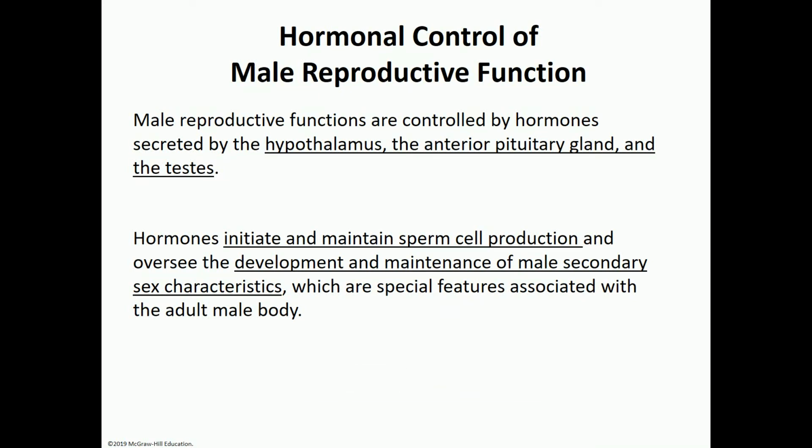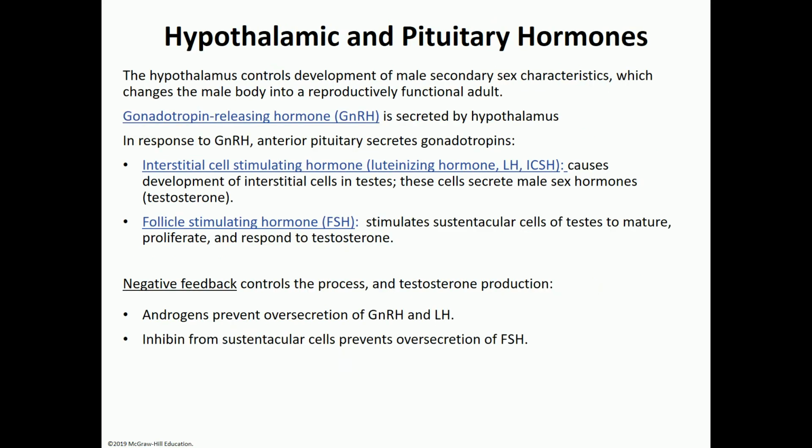In order to understand the hormonal control of the male reproductive function, we would like to go back to the endocrine system and talk about the connections between the hypothalamus, the anterior pituitary gland, and the testis. All three of these glands work together in order to start and maintain spermatogenesis and the male secondary sex characteristics. So let's take a look at how these three glands work together.